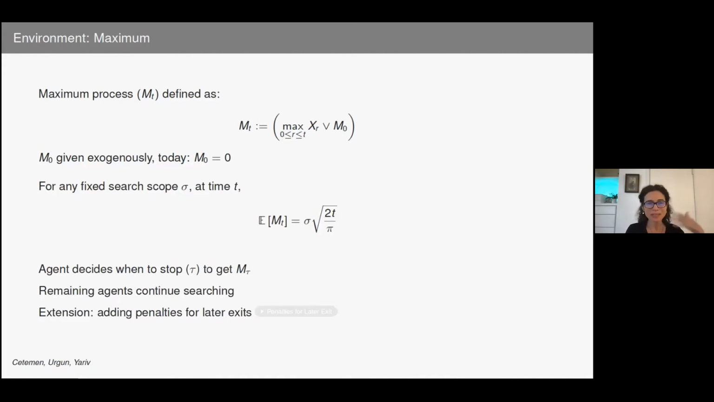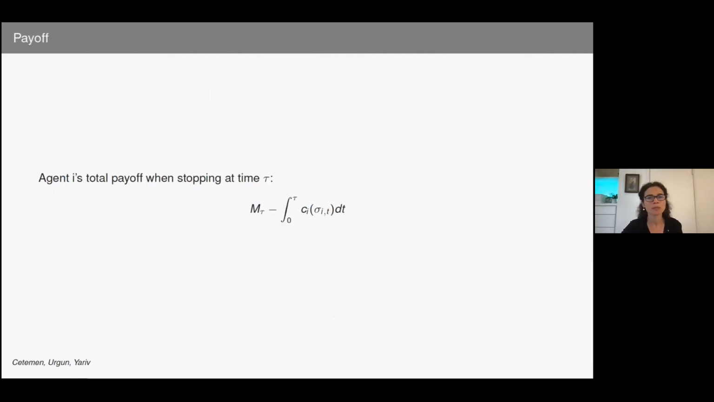In principle, you could also think about adding penalties for later exits, which might have some empirical relevance. Perhaps you capture a market segment if you exit early. This would mechanically lead to people exiting at the same time if you get punished for exiting a bit later. But the qualitative analysis remains similar to what we're doing. So I won't say much more about this today. Okay, so the agent i's total payoff when she stops at time tau is just the maximum at time tau minus the flow cost that she exerted while searching.